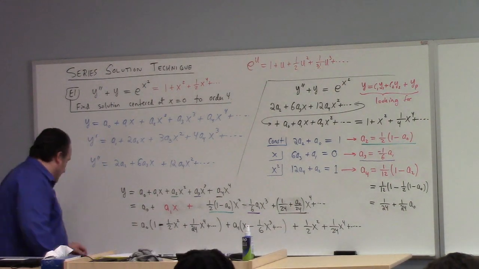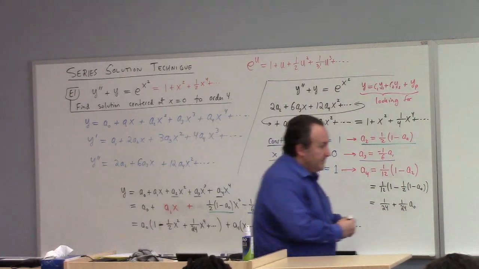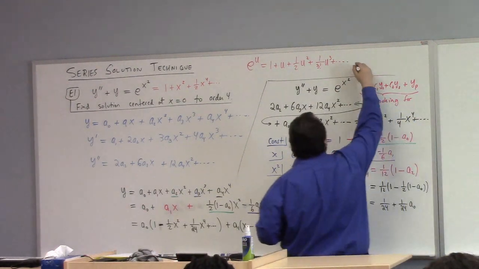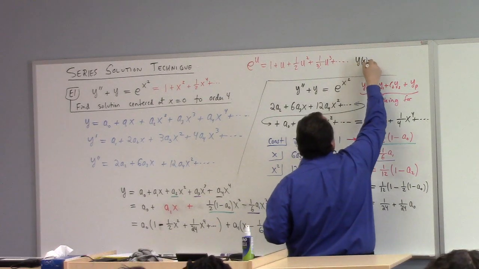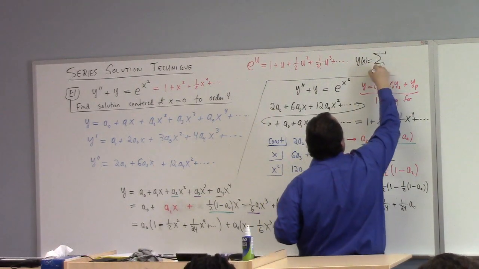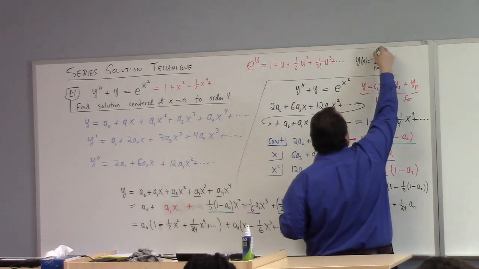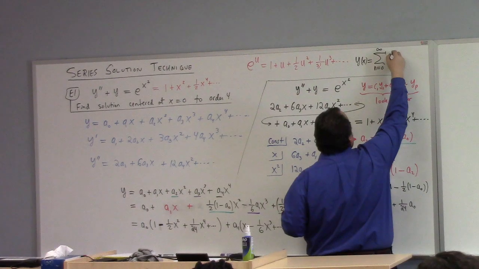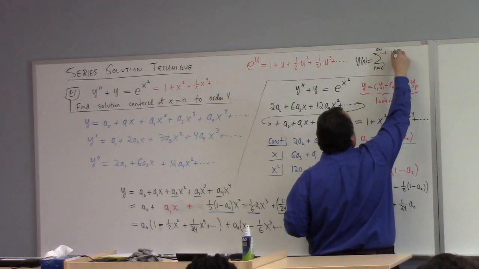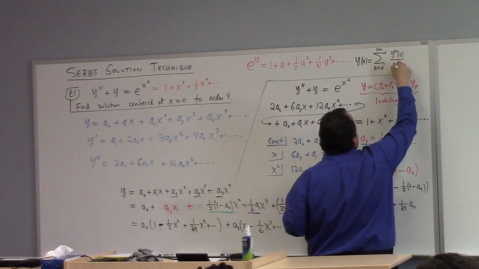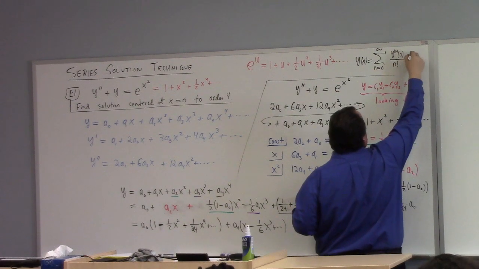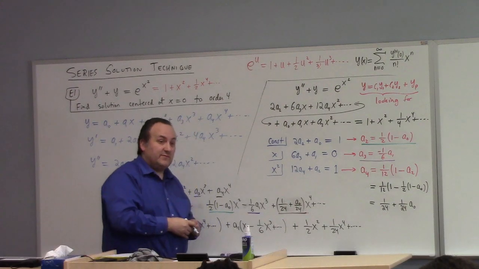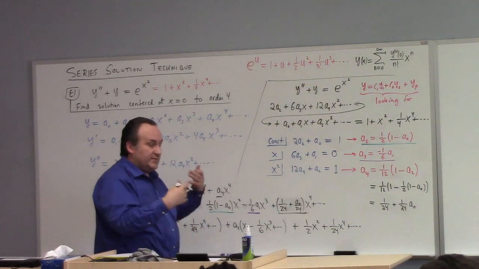Do you remember Taylor's theorem? Taylor's theorem says that y of x is equal to the sum, here's Taylor's theorem at 0, n equals 0 to infinity of the nth derivative of y at 0 over n factorial, times x to the power n. This is Taylor's theorem for y at 0. So what's the meaning of y of 0?